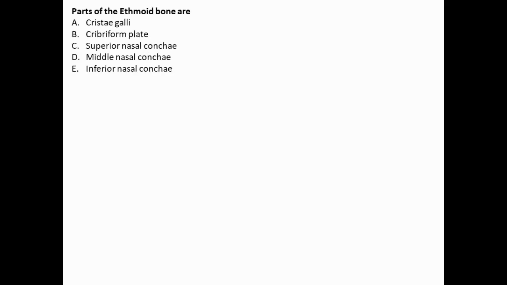Next question. Parts of ethmoid bone are crista galli, cribriform plate, superior nasal concha, middle nasal concha, inferior nasal concha. The answer is A to D, because inferior nasal concha is not a part of the ethmoid bone.